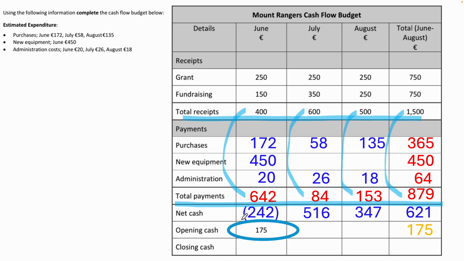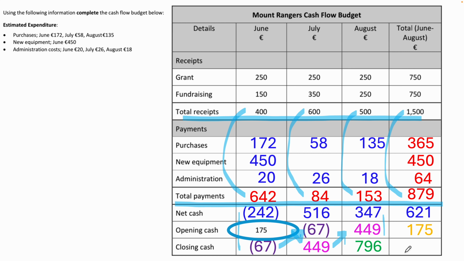Now, the net cash then, minus 242 plus 175 gives me minus 67. The Mount Rangers club then, they will have minus 67 in June, and that is going to be the opening. So minus 67 at the end of June will be an opening in July of minus 67. So then we've got 516 minus 67 gives me closing cash there of 449. That is going to be our opening cash in August.